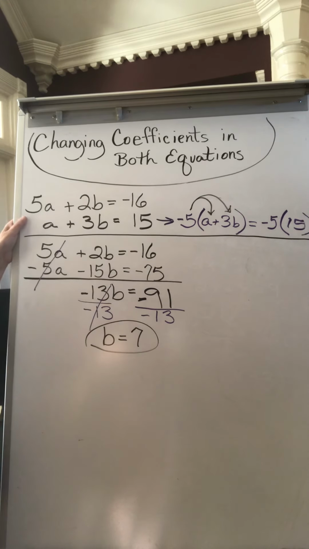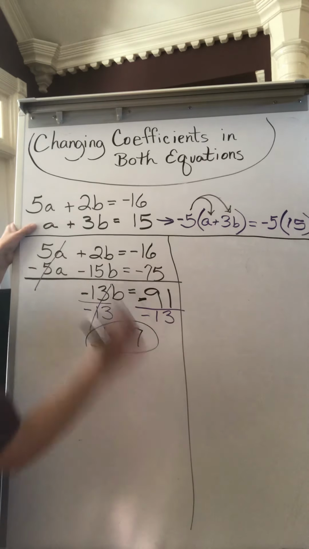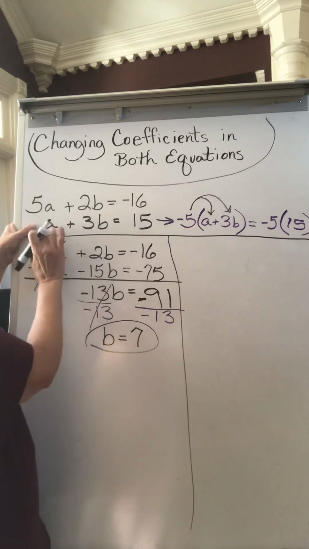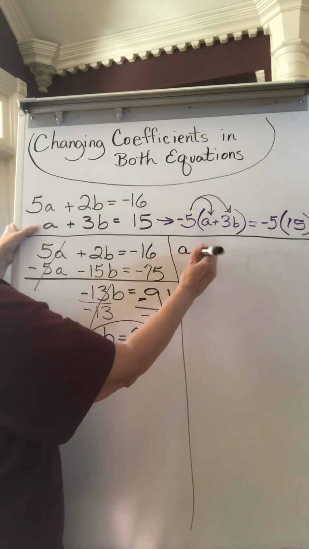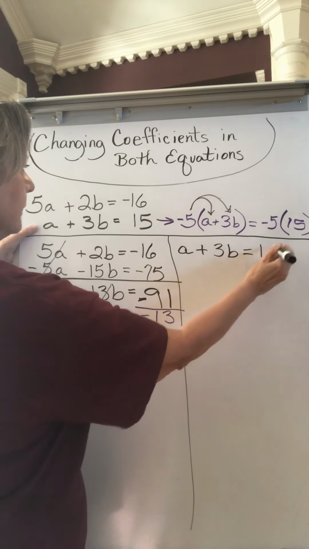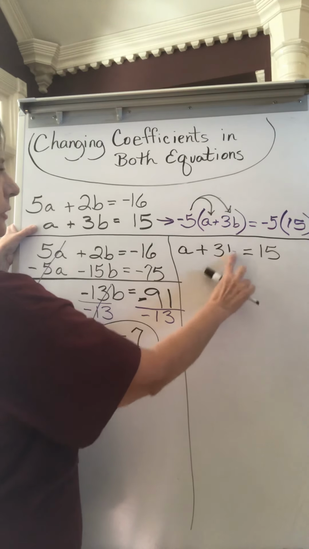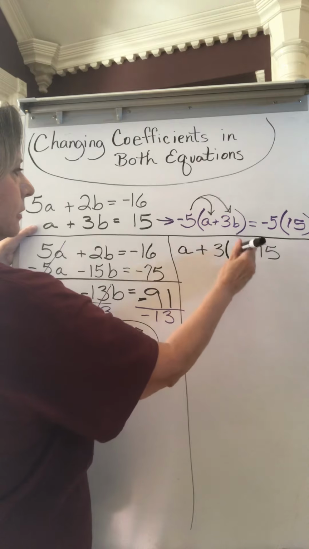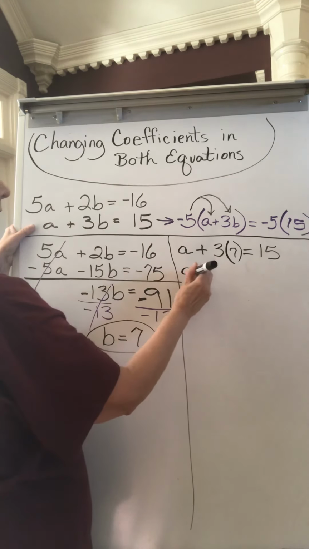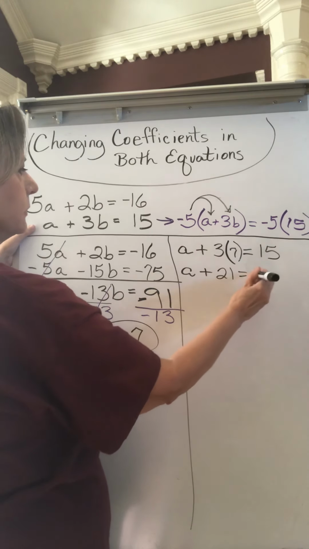So I need to find out what a is. Let's take this second equation right here and solve for a. Let's rewrite it. A plus 3b equals 15. Okay, since b equals 7, I'm going to substitute a 7 right here for my b. A plus 3 times 7 equals 15.